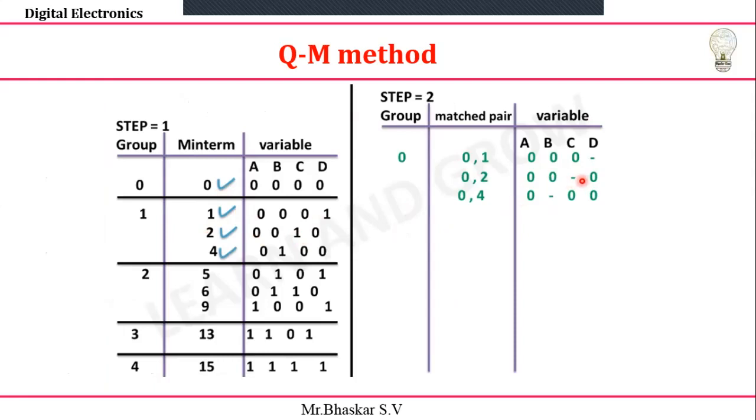That's why 0 0 dash 0 and 0 comma 4. This second bit is changing. Remaining all same. That's why I'm going to take 0 dash 0. So in this way, the first group I'm going to take here.